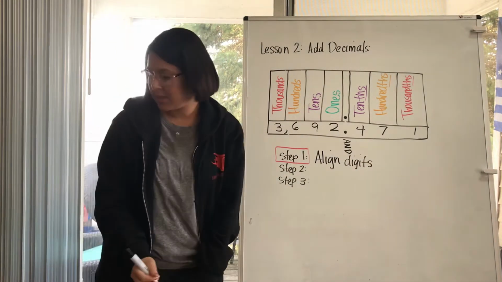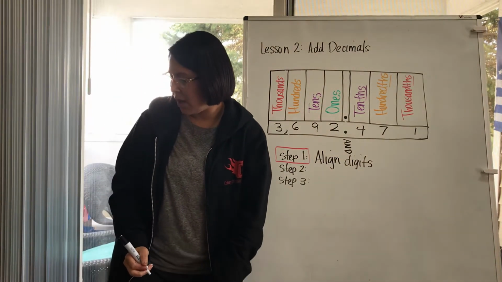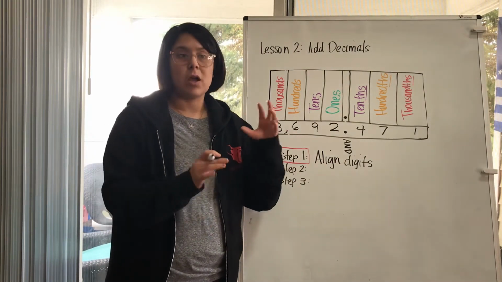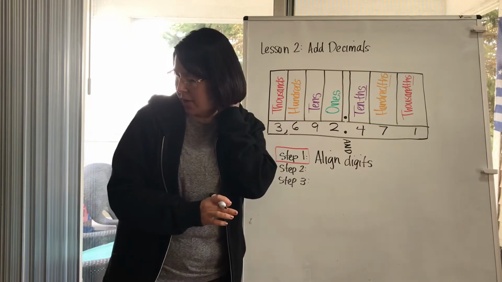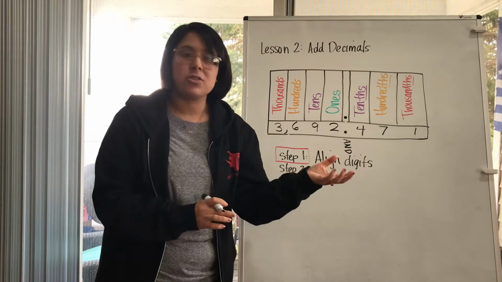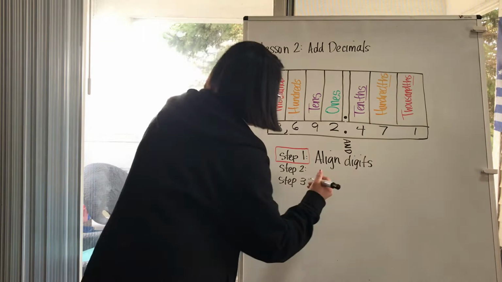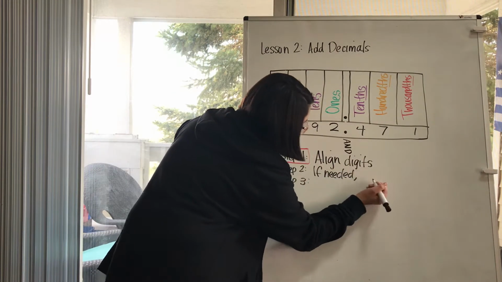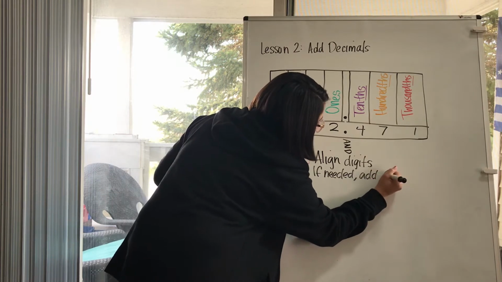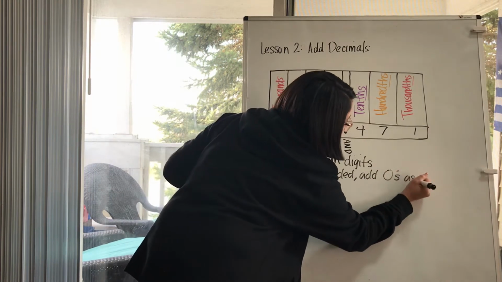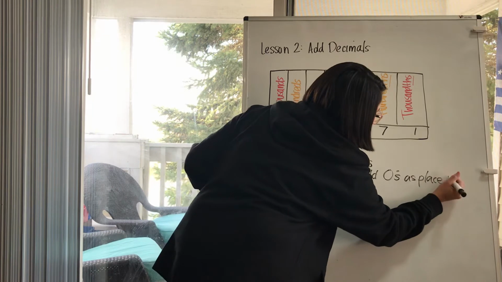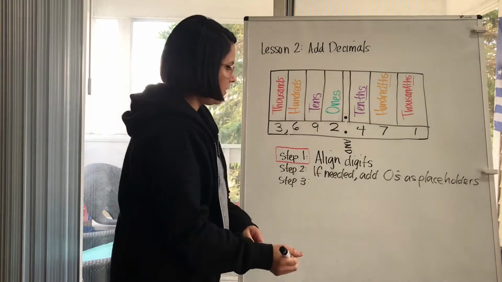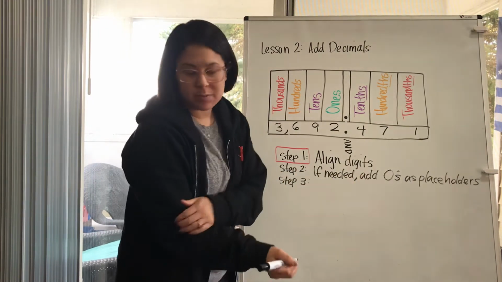Okay, align your digits. Next one, you might have to put in a 0 just in case, in order to make things easier. So if needed, you can add your zeros as placeholders. Okay? If needed, add your zeros as placeholders.